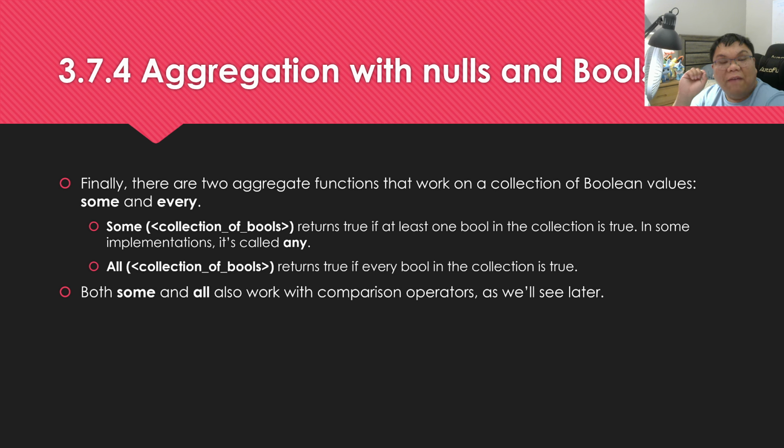What does this mean? Well, have you ever had to do an operation where you had to make sure you had a set of bools and they were all true? That's what all is for. All collection of bools returns true if every bool in the collection is true. Some returns true if at least one bool in the collection is true. So this already sounds like an AND and an OR gate. But the inputs for those gates are going to be Boolean values from one entire column in a table.